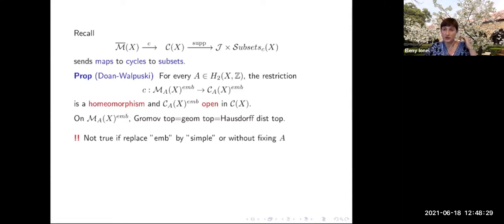In other words, the notion of Gromov convergence is different than geometric convergence, okay? And there are counterexamples. And it's also not true if you keep the embedded but you don't fix the homology class. If you keep the embedding and you don't fix the homology class, let's see which one fails. Hold on just a second.